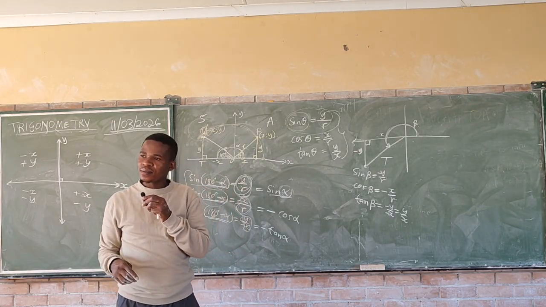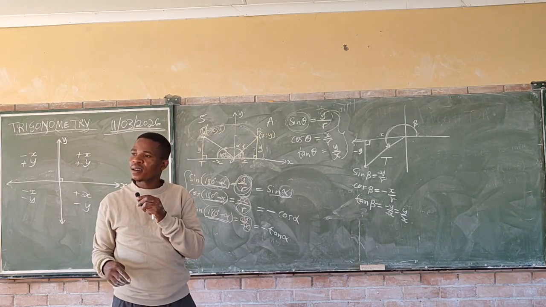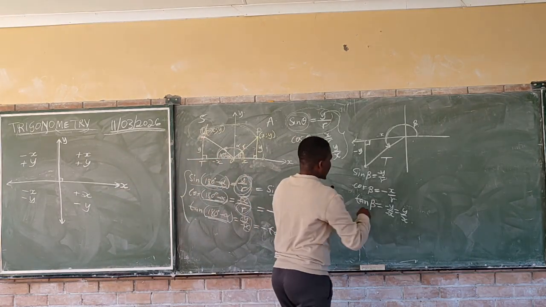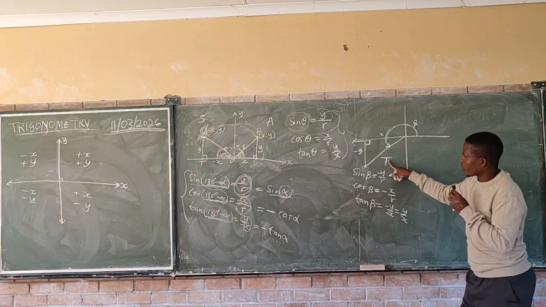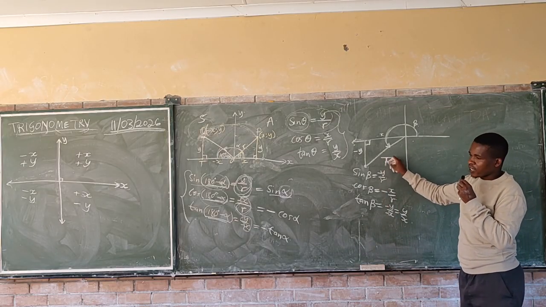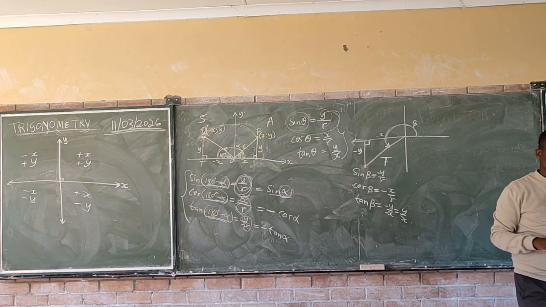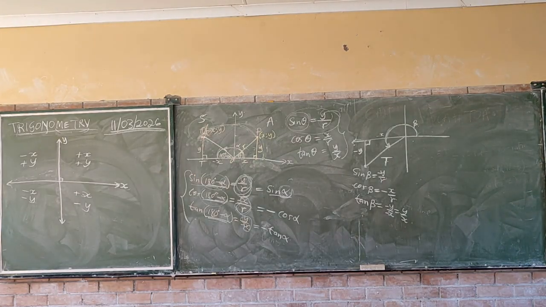Yes? Yeah? You are in the third quadrant again, not fourth but third. So in the third quadrant you can see that tan is the only one that is positive.